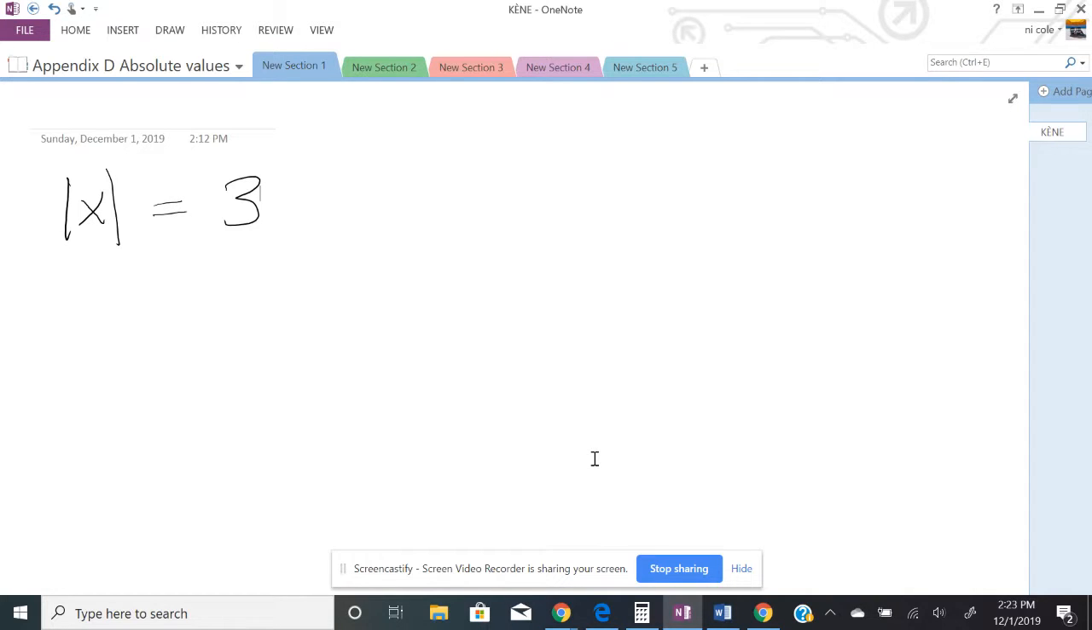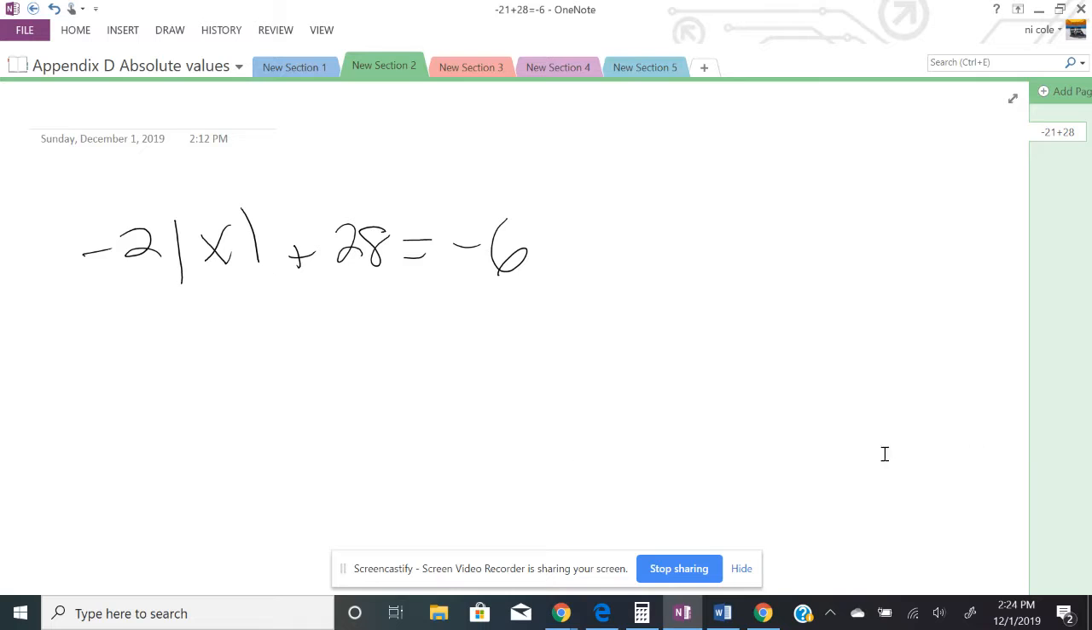So when you're doing these, you get to write them twice. You write it exactly as it is, so x can equal 3, or x can also equal -3, because -3 is 3 away from 0. So you have a plus and minus answer.